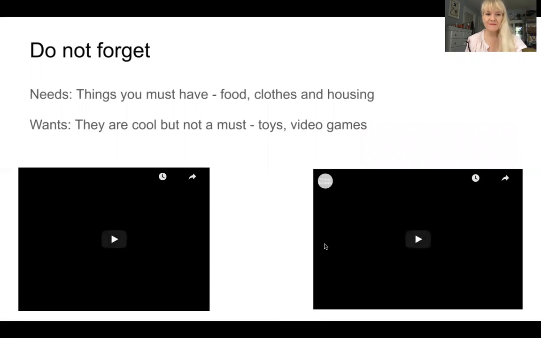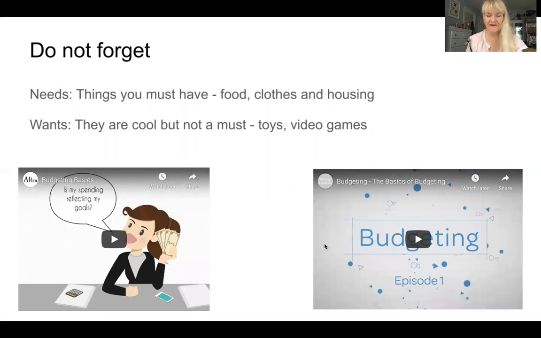So don't forget, things that you have to have, like food, clothes, and housing, those are called needs. Things that you want are wants, okay? Those are things that are cool, but they're not things that you have to have, not a must. Toys, video games, even a car. You can still get around in the place that we live without a car by taking the bus. So those are wants.